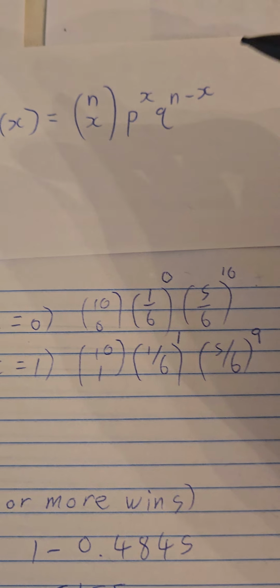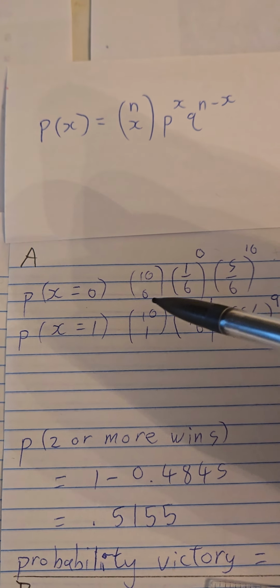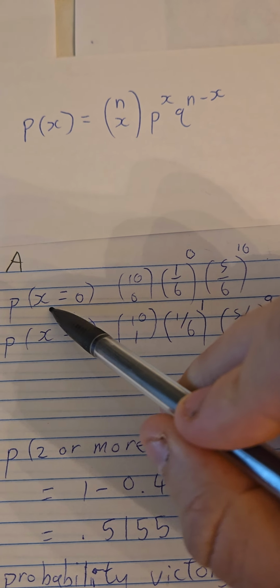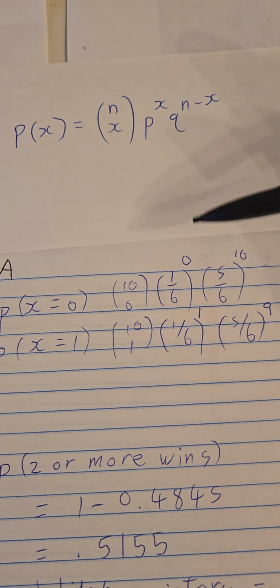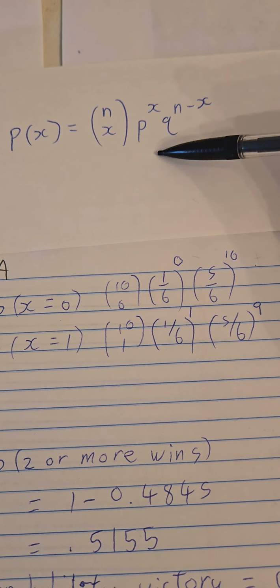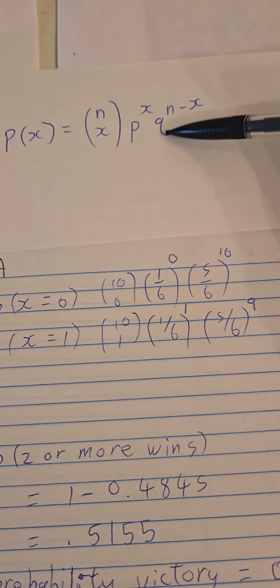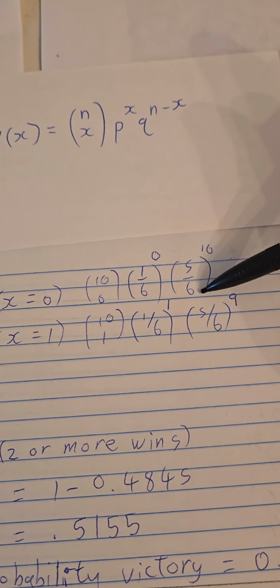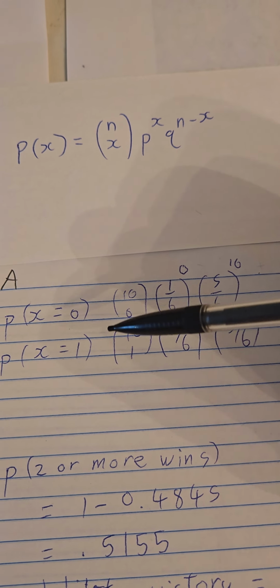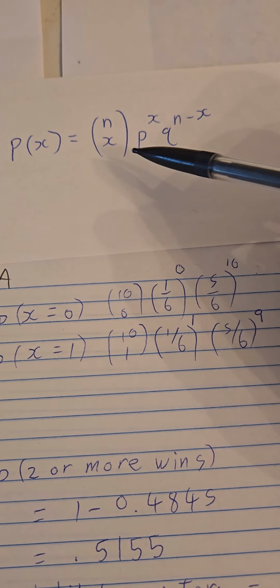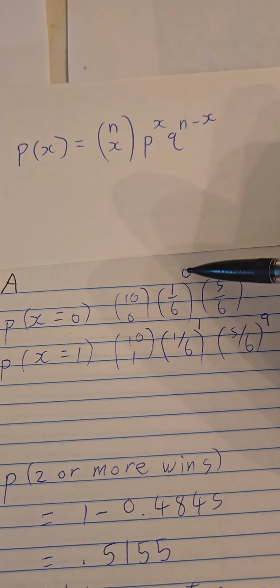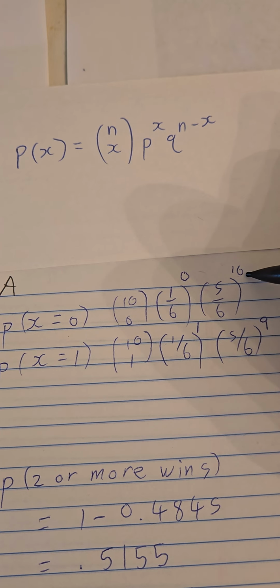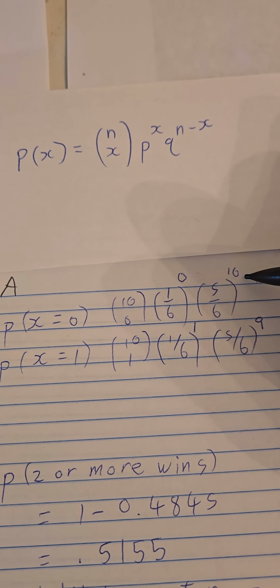So there's a reminder of the formula, and we're going to work out the probability x equals 0 and probability x equals 1. We plug in where n equals 10. For p, it's 1 over 6. Q of a failure is 5 over 6. And the probability of 0 successes is 10 choose 0. It's 0 up here. And 10 minus 0, which is 10.